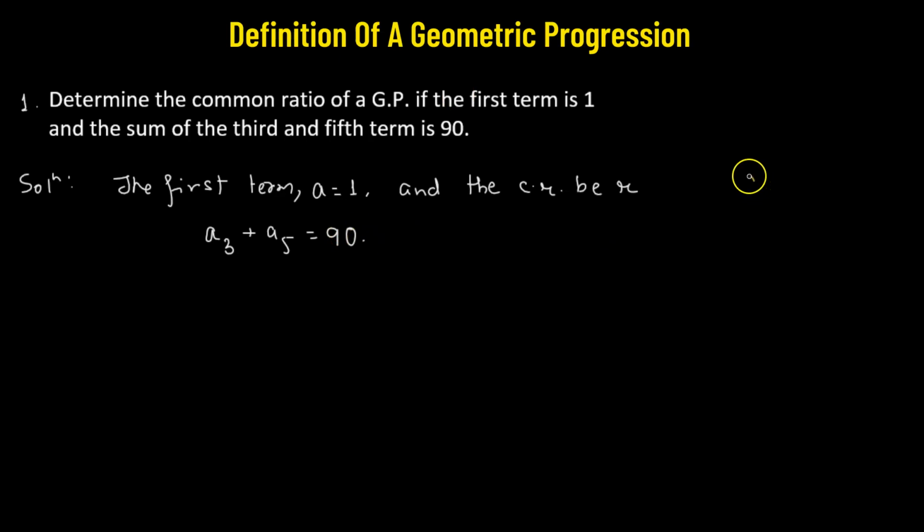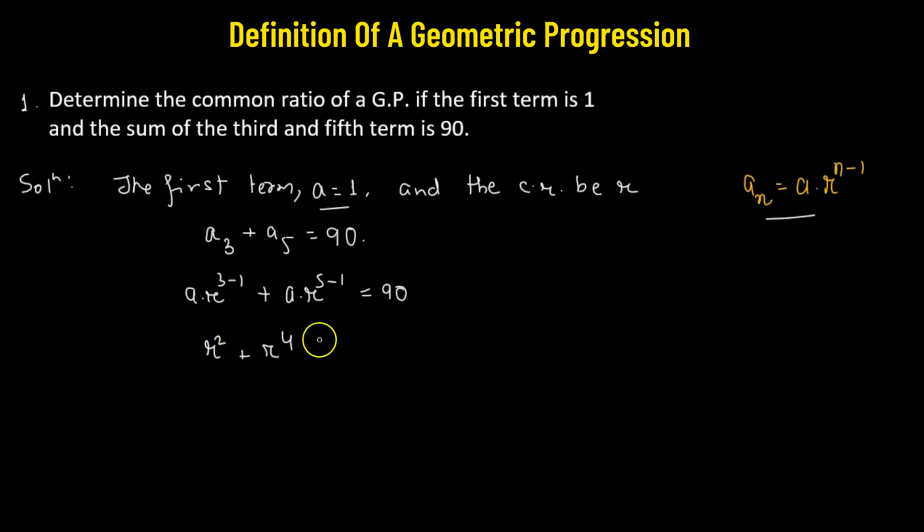Now we know that the nth term of a geometric progression is given by the form a times r raised to the power of n minus 1, where a is the first term and r is the common ratio. So using this formula, a3 will become a times r raised to the power of 3 minus 1, plus the fifth term, which will become a times r raised to the power of 5 minus 1, equals 90. Then our a value is given as 1, so we have r squared plus r raised to the power of 4 equals 90. Rewriting this, we'll get r raised to the power of 4 plus r squared minus 90 equals 0.